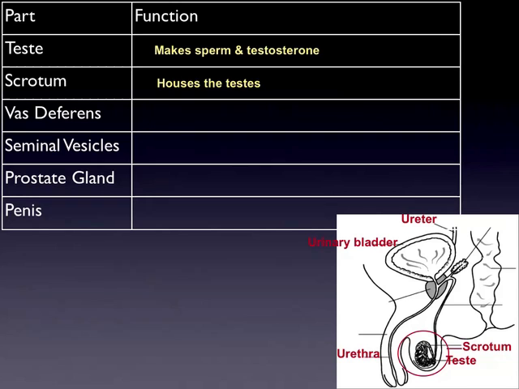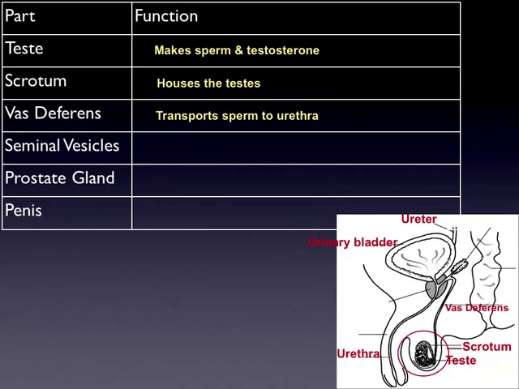So, the testes down here produce the sperm cells, and if you follow the path, those sperm cells take this path. They go up this long tube, out of the scrotum, into the body, come up near the bladder, loop around, and then here, this tube merges with the urethra. This long tube leaving the testes and going up into the body is called the vas deferens. And that carries the sperm to the urethra.